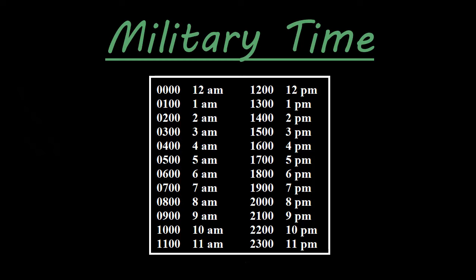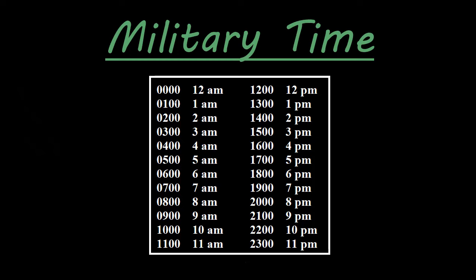So military time is basically just another way to tell time, except it's on the basis of a 24-hour clock instead of a 12-hour clock that you might be used to. So how do we read this? Well, the first one we have is 0000 hours, which is 12 a.m. This is when a new day starts.